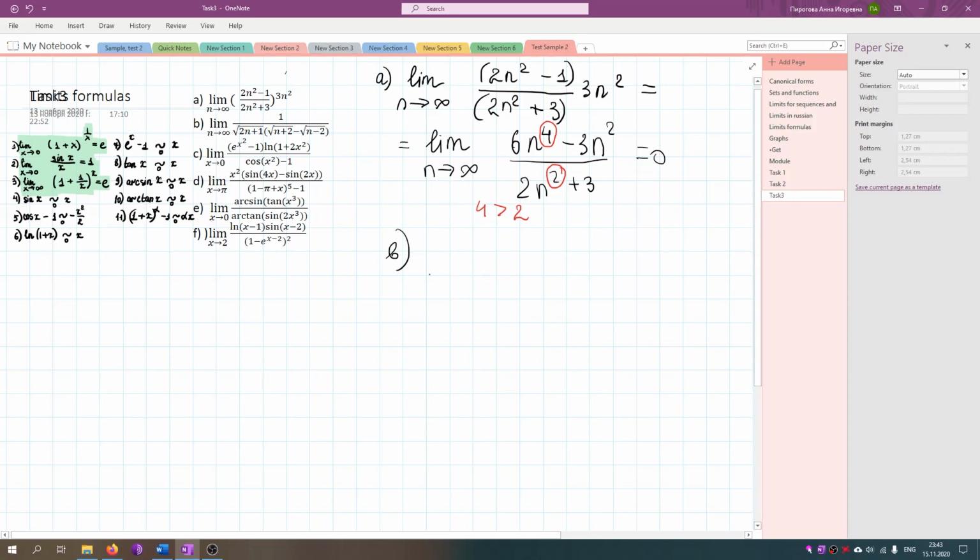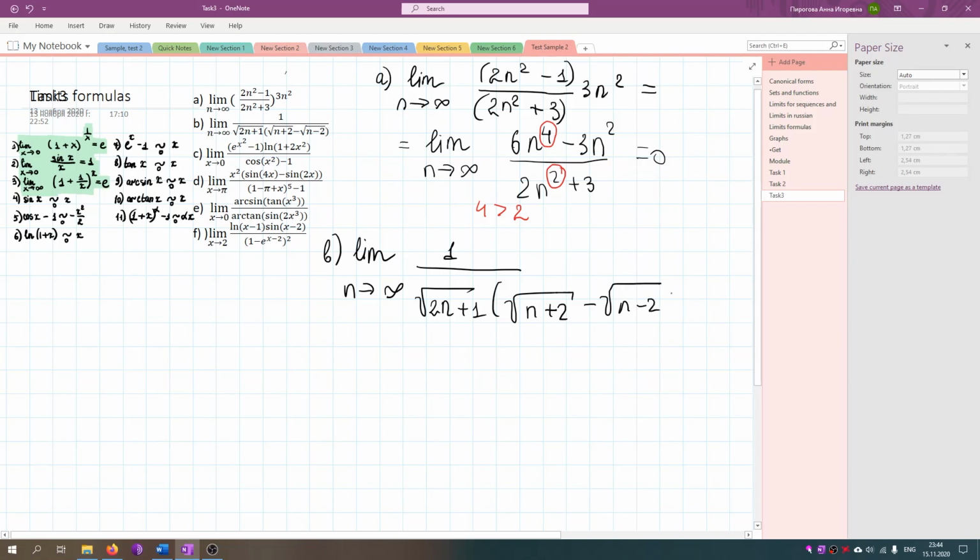The second limit is a little bit more difficult, but still nothing extraordinary here. So the limit as n converges to infinity of 1 over the square root of n plus 1 multiplied by the square root of n plus 2 minus the square root of n minus 2.